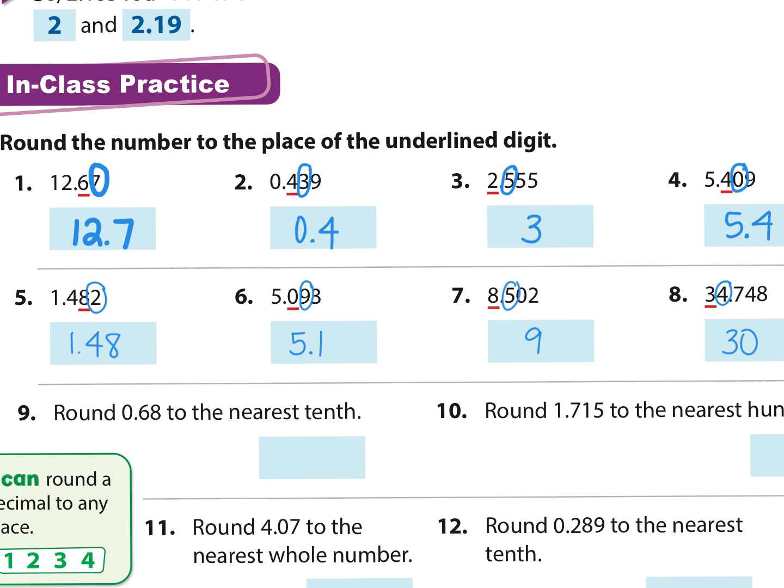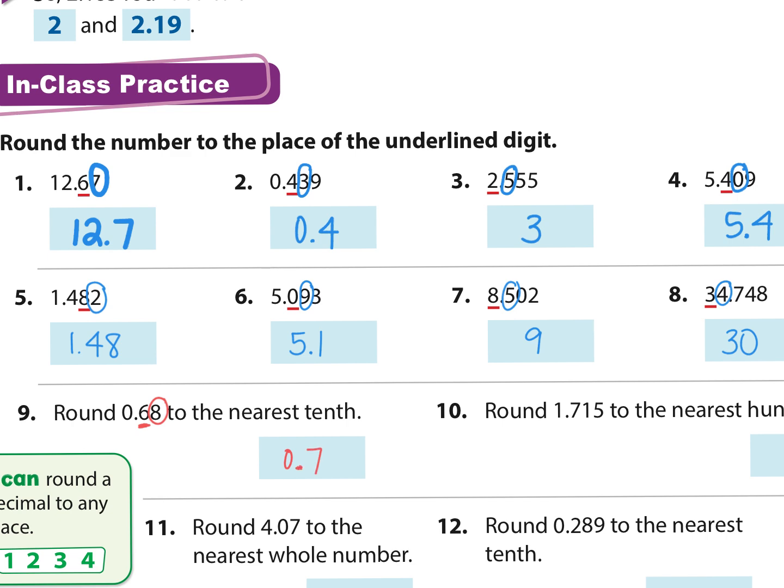All right, round 0 and 6800ths to the nearest tenth. Well, now I have to identify the tenths place. So what am I going to underline? What digit am I rounding? I'm rounding the 6. So we're going to underline that, and then we're going to circle the judge, which is the 8. So my answer should be 0 point what? 7. Oh my gosh, you guys are so smart.